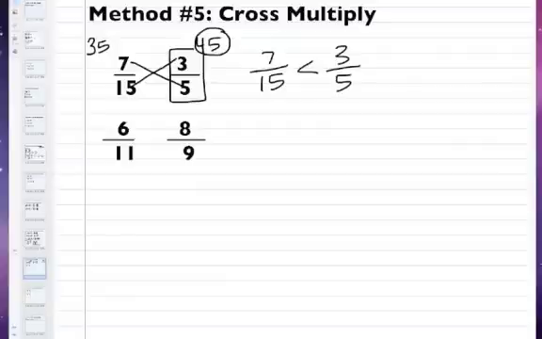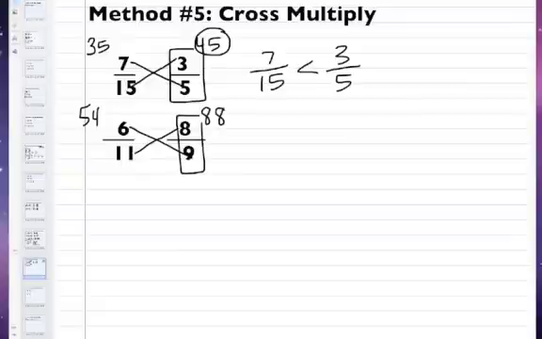Let's try it again. Numerator of the first fraction times the denominator of the second. 6 times 9 is 54. Denominator of the first times the numerator of the second. 11 times 8 is 88. 88 is larger than 54, so 8/9 is greater than 6/11, or reverse, 6/11 is less than 8/9.